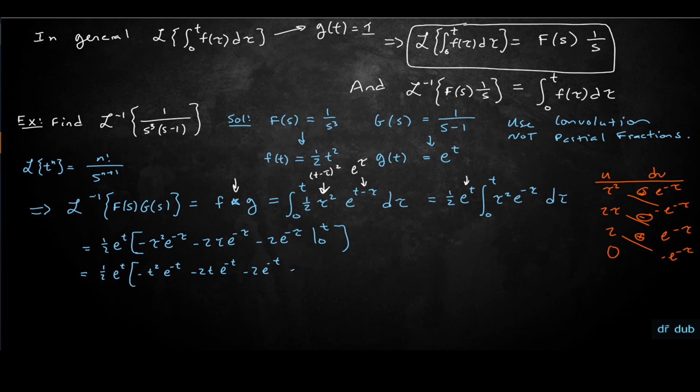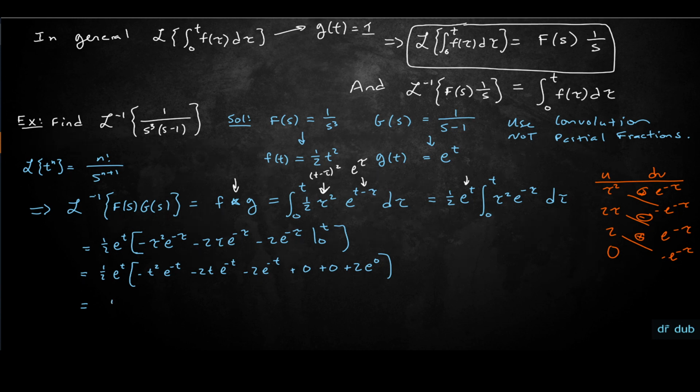Minus minus would be plus 0 plus 0 plus 2 e to the 0. And that reduces to 1/2 e to the t times, well, I can distribute that all stuff. Let me distribute everything now.